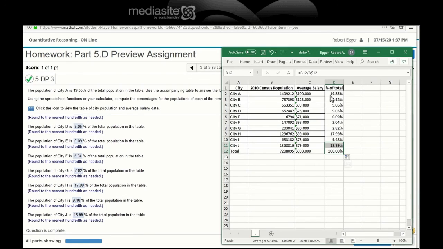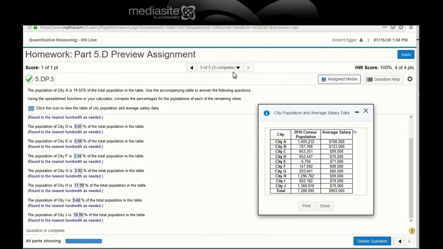Notice the check. If you add all the percentages and you take the total divided by the total, you should get 100%. And that is complete.